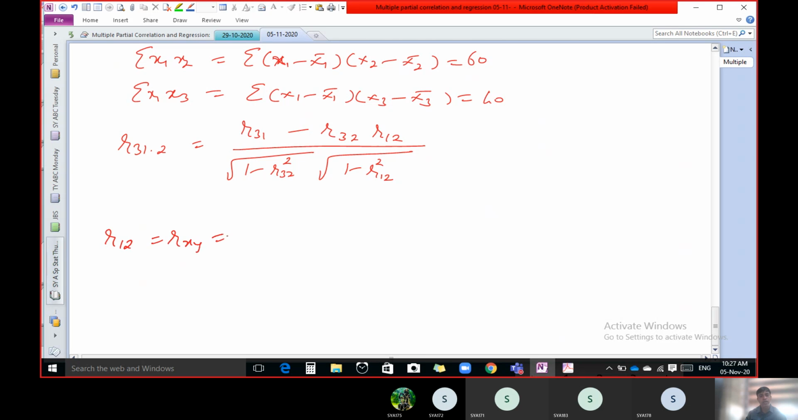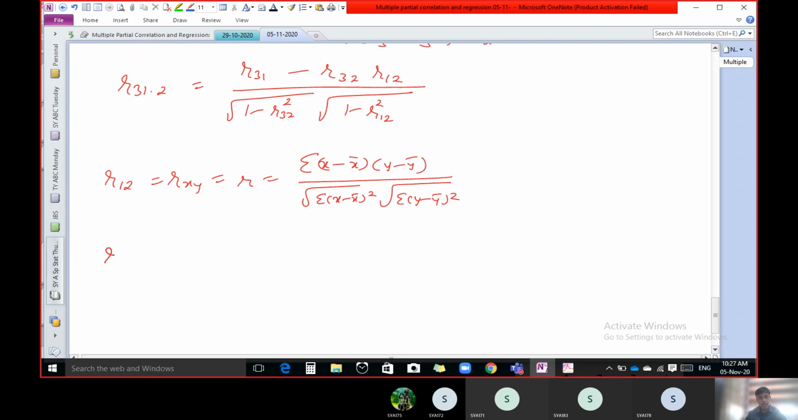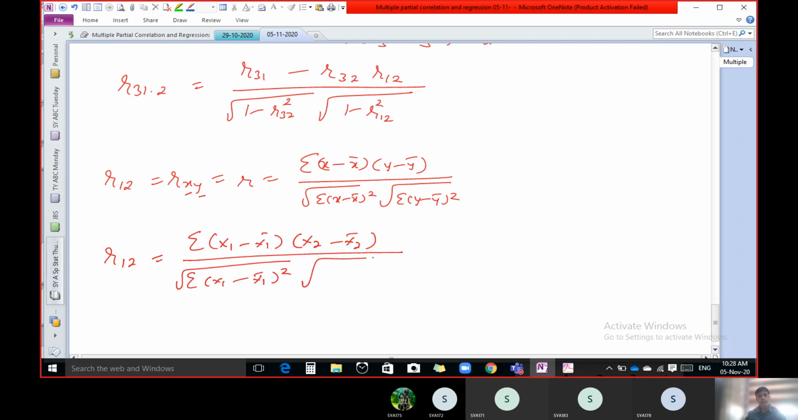R12 is like Rxy. What is the formula of R? Sigma x minus x bar, y minus y bar upon root sigma x minus x bar the whole square, second root sigma y minus y bar the whole square. Same like this, you have to use the formula for R12. So instead of x and y, you have to write 1 and 2: sigma x1 minus x1 bar, x2 minus x2 bar upon root sigma x1 minus x1 bar the whole square, second root sigma x2 minus x2 bar the whole square.